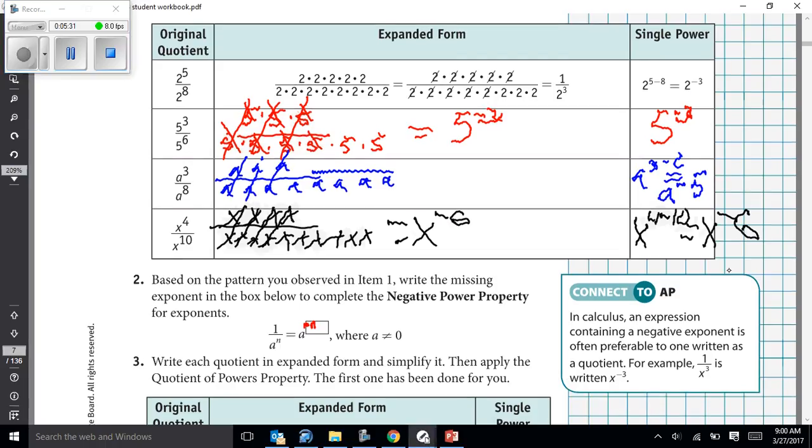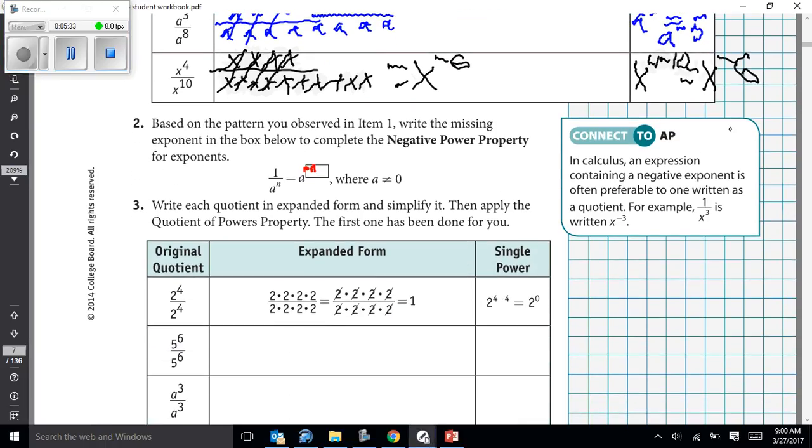All right, so Allie had number 2: based on the pattern you observed in item 1, write the missing exponent in the box below to complete the negative power property for exponents. So if we have exponents left in the denominator and nothing more to cancel in the numerator, what's going to happen with our exponents? If we're just left with the stuff in the denominator, are our exponents positive or negative? Negative. So 1 over a to the n can also be written as a to the negative n.